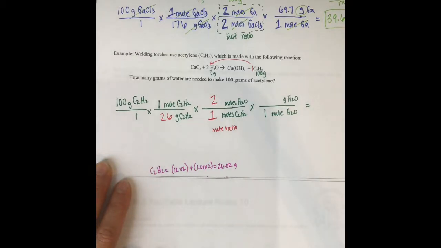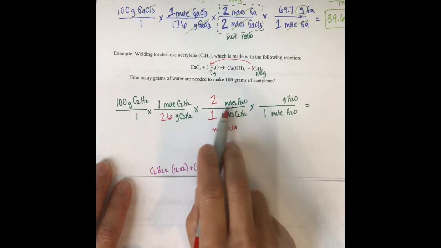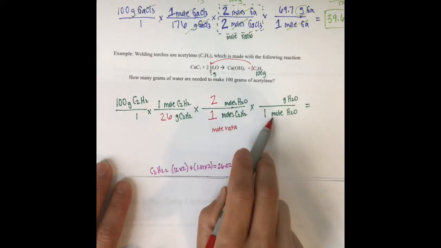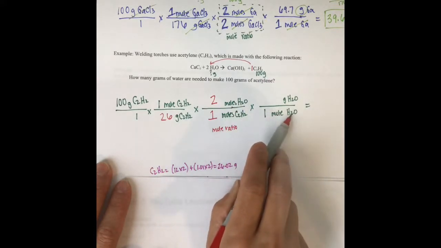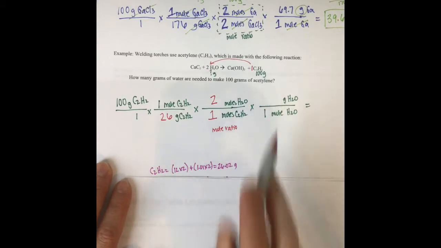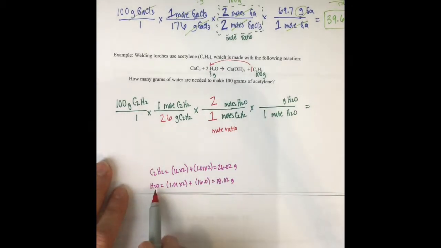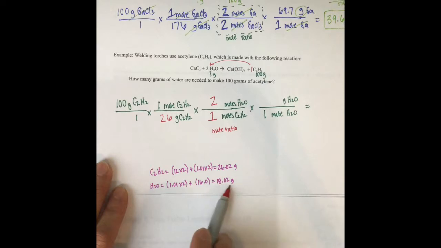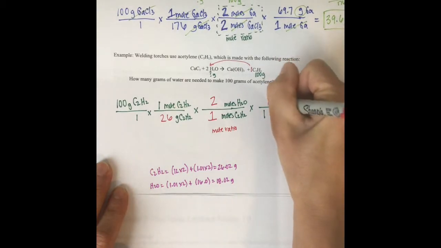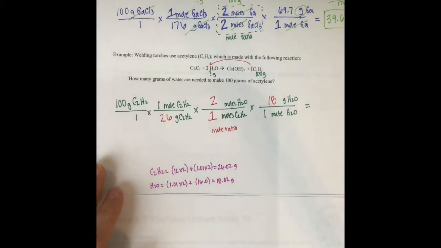2 should be on the top. 1, 2. Now I have moles of water. I don't want those anymore. 1 mole of water weighs how many grams? Add up H2 plus an O, and you should get 18.02. You can use an 18 if you want.